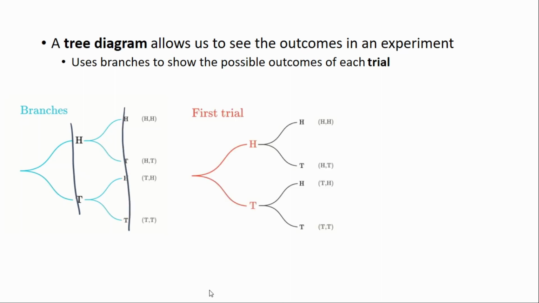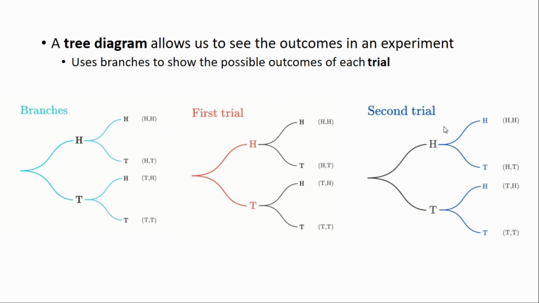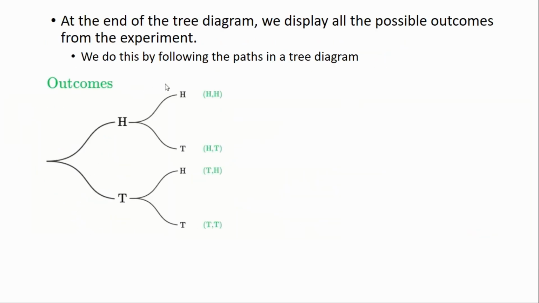And as you can see in this next image in red there, that red part just represents our first trial. So in this case, we're flipping a coin. It's going to give you either heads or tails. That's our first coin toss there. So in our first coin toss, we can either get a heads or a tails. The next part shows our second trial. So in blue there, that's our second trial. So once you flip the coin once, if you flip it again, you're still only going to get either heads or tails. And at the end of the experiment, we display all the possible outcomes.